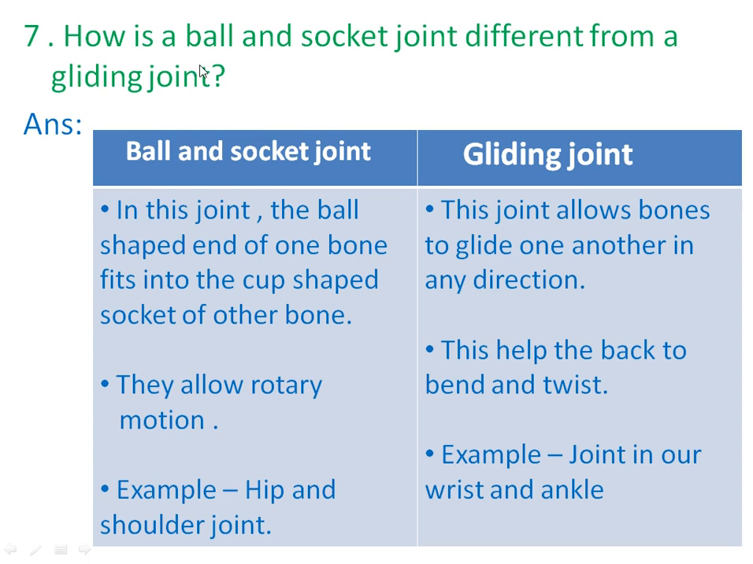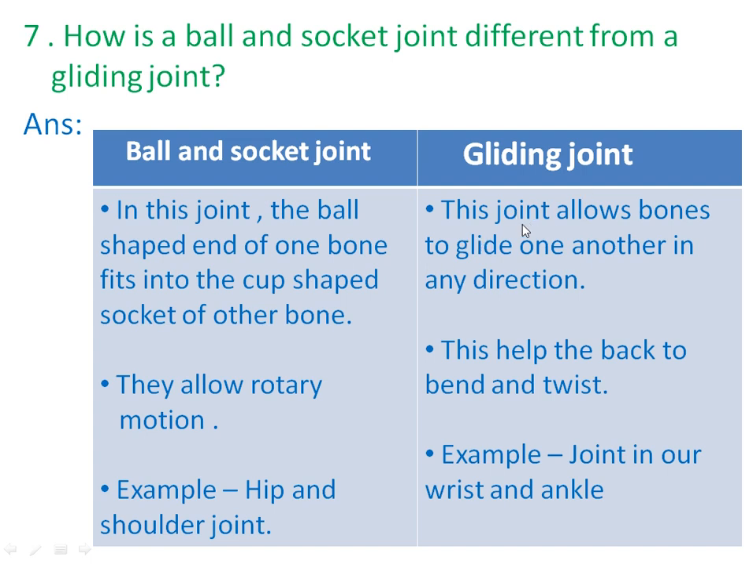Seventh question. How is a ball and socket joint different from a gliding joint? The answer: ball and socket joint, gliding joint. We already discussed in short questions what the ball and socket joint is. I already showed the ball and socket joint picture also. See here, ball and socket joint. In this joint, the ball-shaped end of one bone fits into the cup-shaped socket of the other bone.